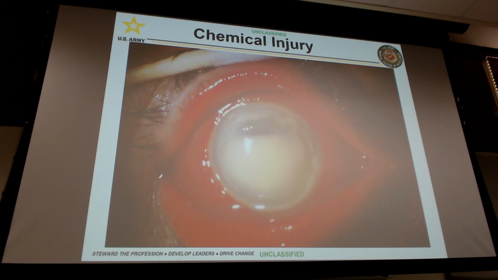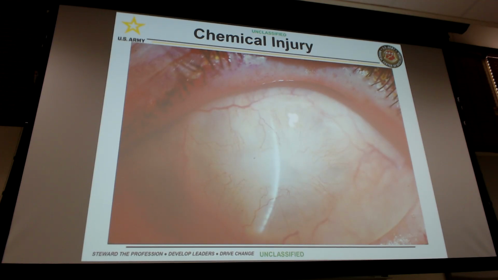That's a pretty active chemical injury right here. So we need to get this irrigated. The eye is bright red, and there are a lot of white blood cells floating around in the anterior chamber there. That whiteness is all hypopyon, white blood cells in there. That doesn't even look real, but it is. That's what happens if you don't irrigate right away. So make sure you irrigate right away.